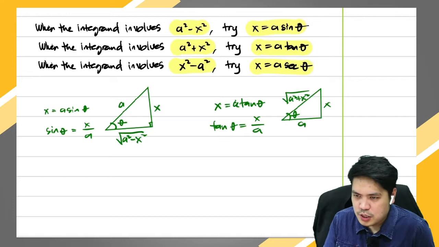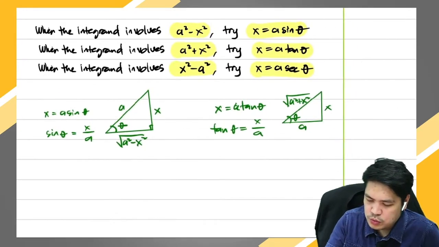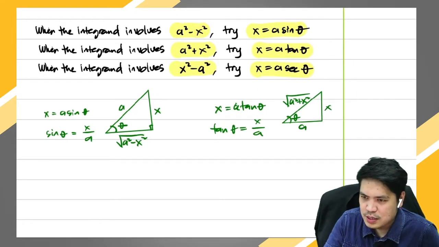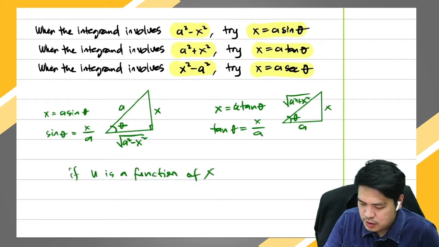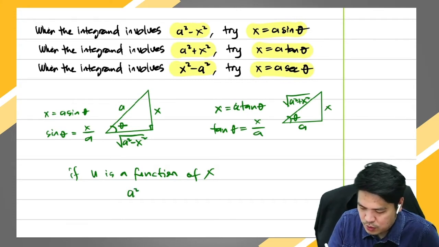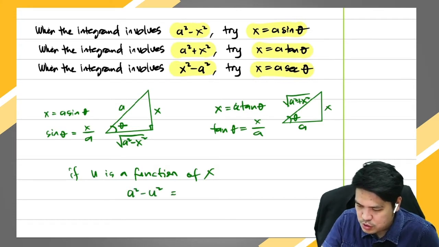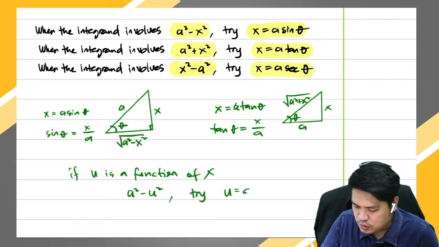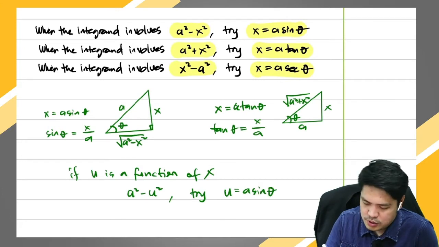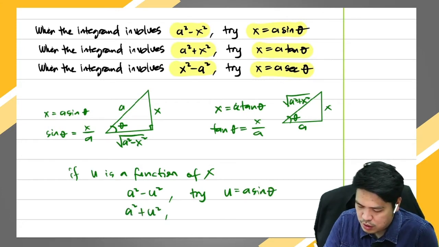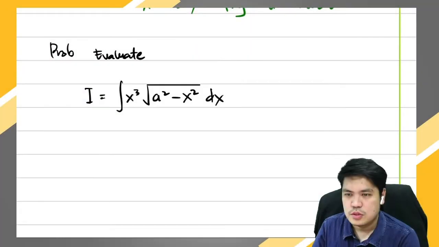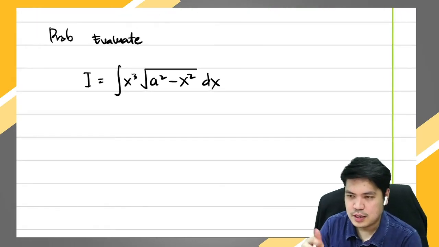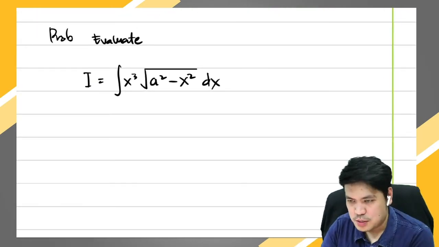Okay. For the sake of generalization, we could also generalize this variable as a function. So if u is a function of x, then we could generalize that if we have a squared minus u squared, then of course we can try u is equal to a sine theta. So, the same still. If we have a squared plus u squared, then we'll try u is equal to a tangent theta. So, to illustrate this substitution technique, let us solve this problem.